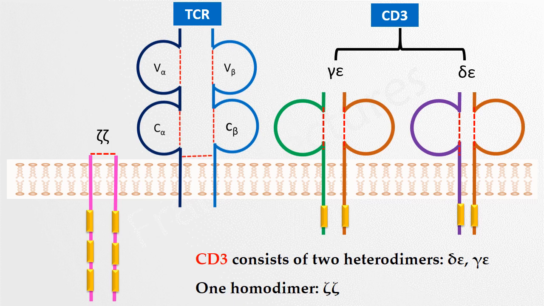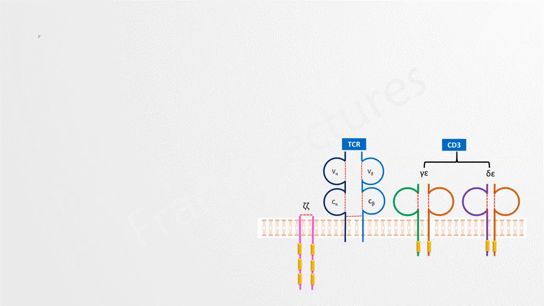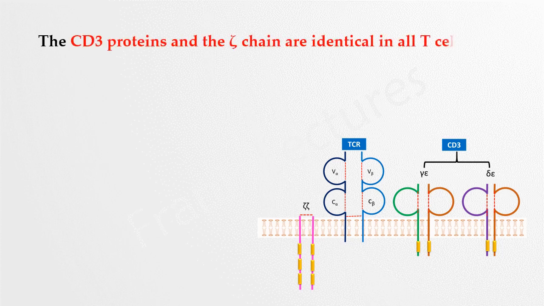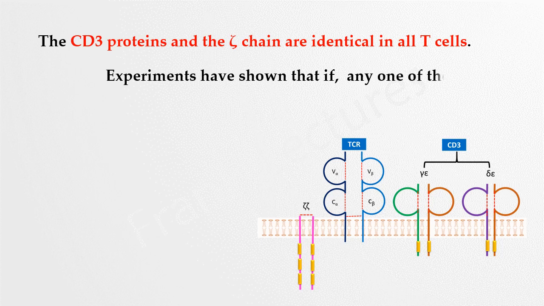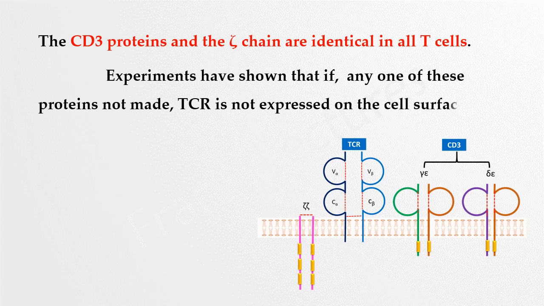So, here you can see the whole TCR complex on the cell surface of a T cell. The CD3 proteins and the zeta chain are identical in all T cells. It is important to note that the whole complex of proteins, that is, alpha beta of the T cell receptor and gamma, delta, epsilon, and zeta, is transported to the cell surface as a unit. Experiments have shown that if any one of these proteins is not made, TCR is not expressed on the cell surface.